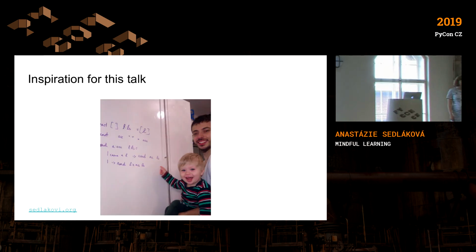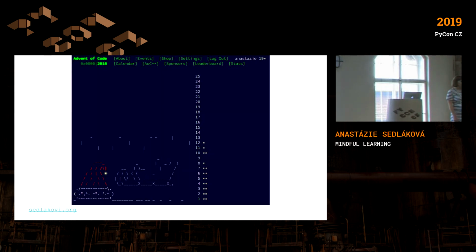But what was the inspiration for this talk was this situation. So this is my husband and my son at the end of last year. At about 6 a.m., we just discovered that we can use whiteboard markers to write on our fridge, and Philip is solving an exercise from the code game called Advent of Code.